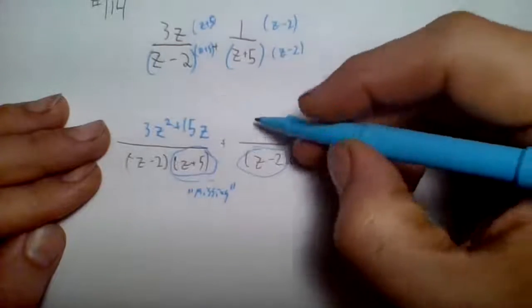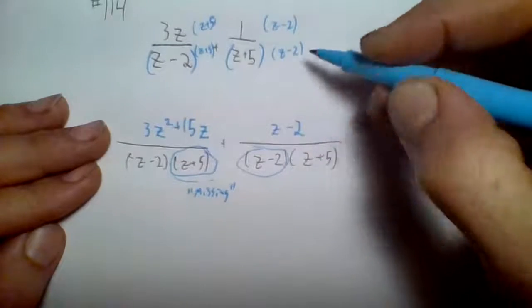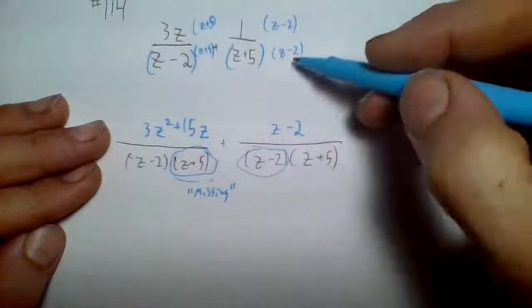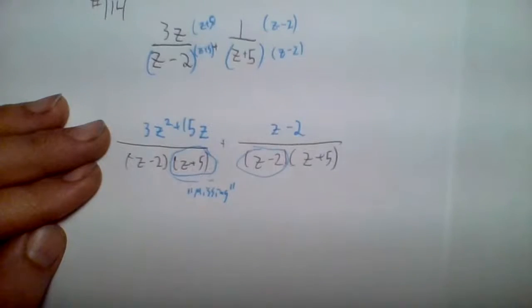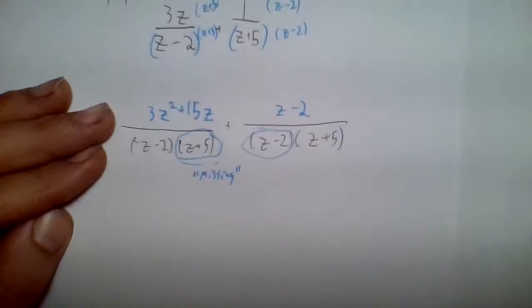Now 1 times z minus 2 is z minus 2. And the bottom is already, those are already here. So that's what I have to put together on it. Now I have an addition problem with like denominators. So we do that like we did before. Keep the denominator and add together the things that are in the numerators.